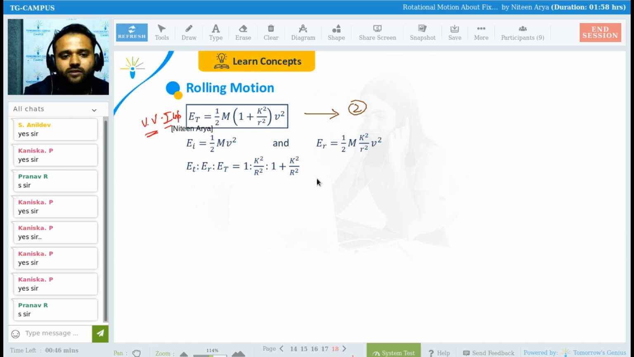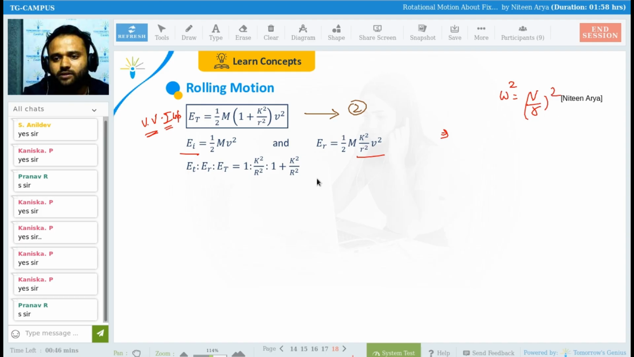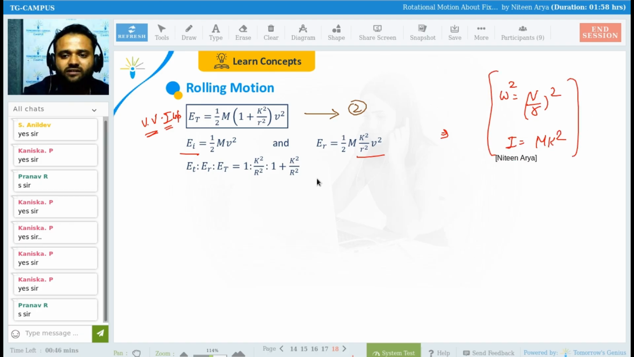Where E_t is translation, half mv², and E_r is 1/2 k²/r² into v², and that is also Iω². Why so? Because ω is v/r, and mk² is I. So I'm not writing anything new, just representing it in a different way. So E total, this is also important. You can write this as equation 3.